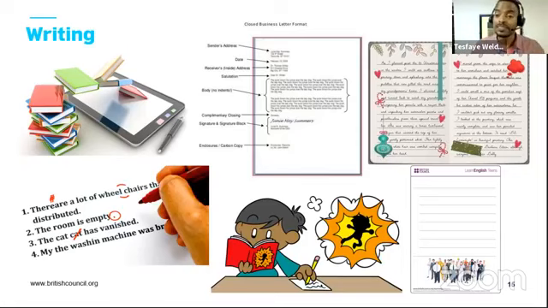And with us, like I said, in the British Council, we do that. We give very constructive, detailed feedback. The last skill we're going to look at is speaking.